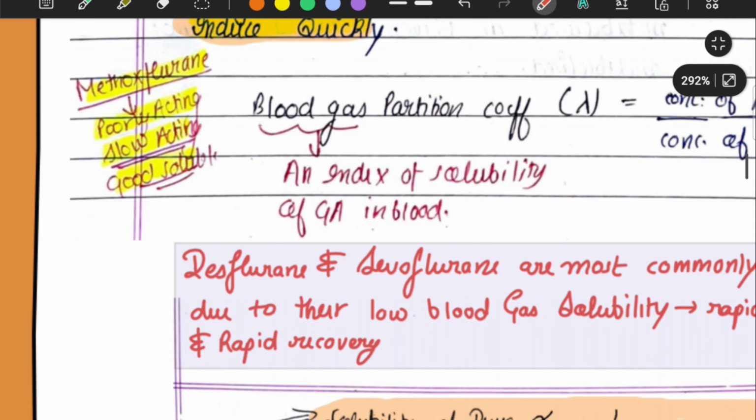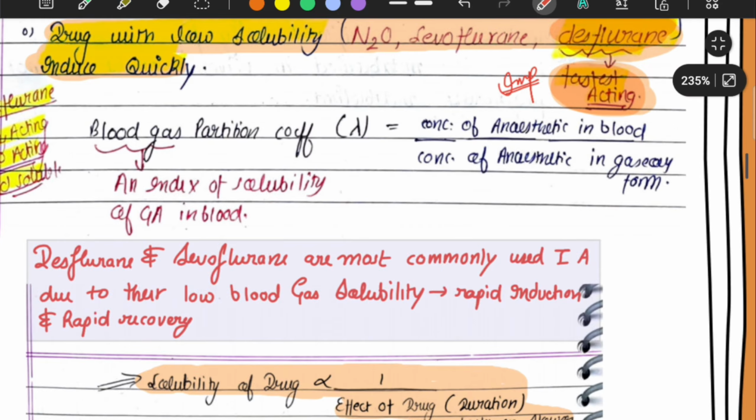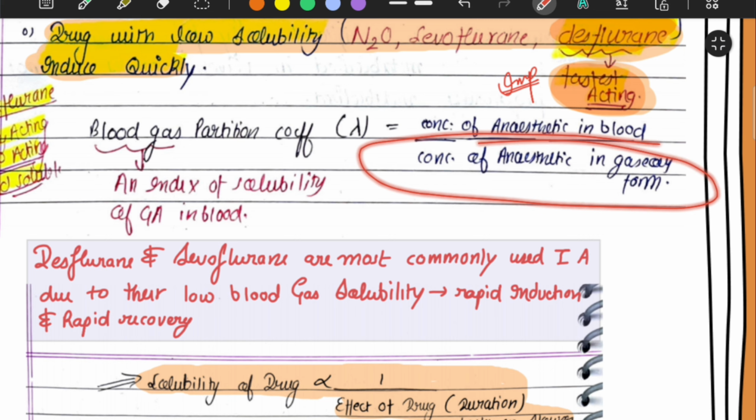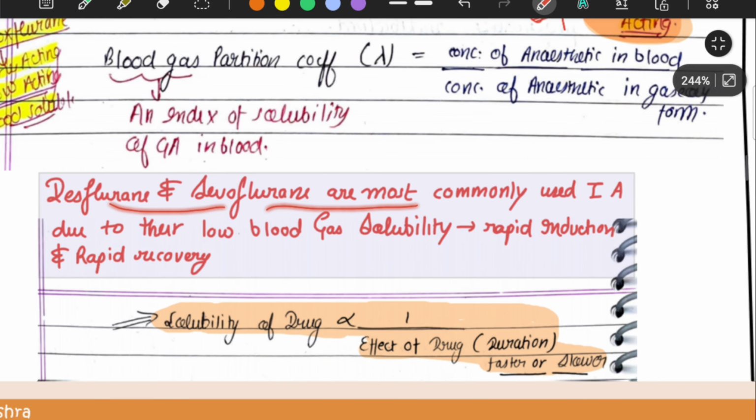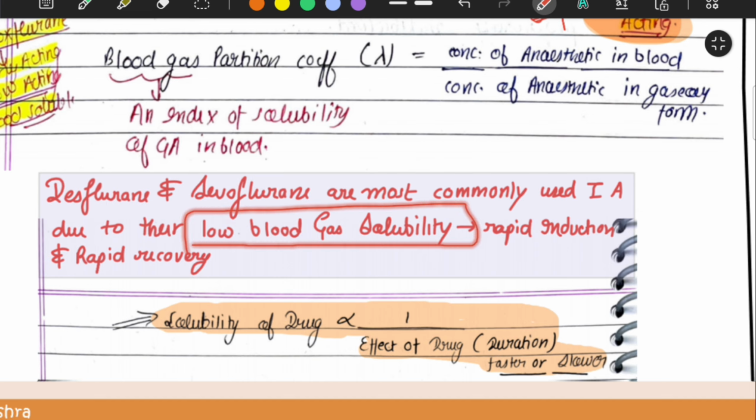That is what we do not want. We do not want a drug to be more soluble. Then there is a term, the blood gas partition coefficient, which equals the concentration of the anesthetic in the blood to the concentration of the anesthetic in the gaseous form. Desflurane and sevoflurane are the most commonly used inhalation anesthetics due to their low blood gas solubility. That's what I want.